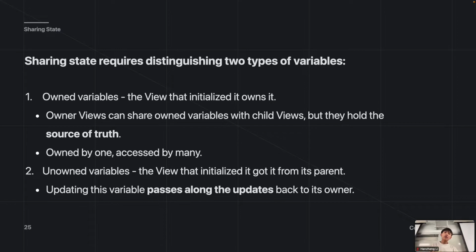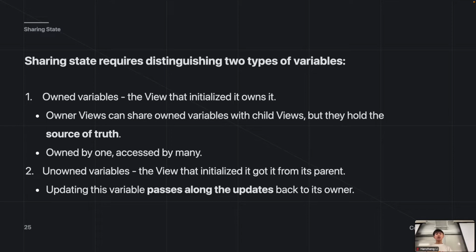And so here we want to distinguish two types of variables, owned and unowned, right? An owned variable just means that the view that created the variable is the owner of the variable. Owner views can share their variables with child views, but they hold the source of truth, so every change gets propagated back to this owner view. Only one view can own this type of variable at a time, but you can allow multiple views to access it.